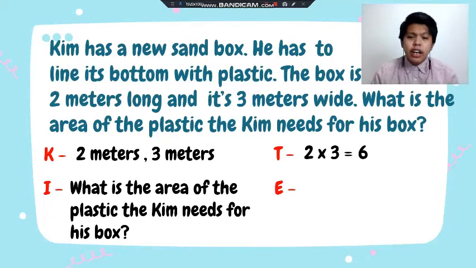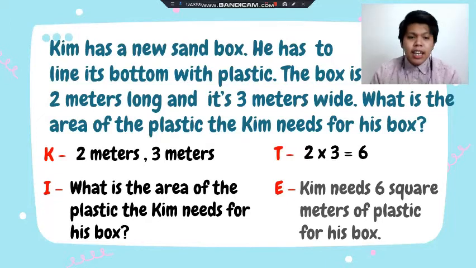And now you just need to answer the question. What is the area of the plastic that Kim needs for his box? Kim needs 6 square meters of plastic for his box. Or you can also say the area of the plastic that he needs is 6 square meters.